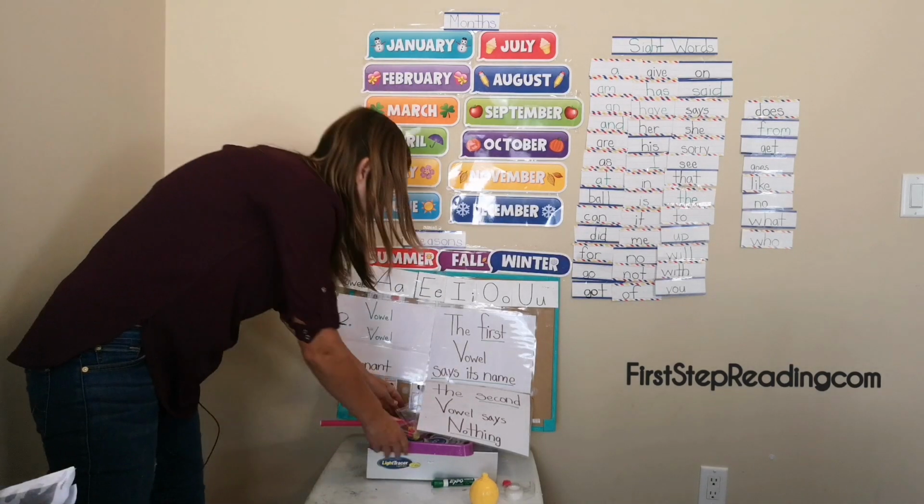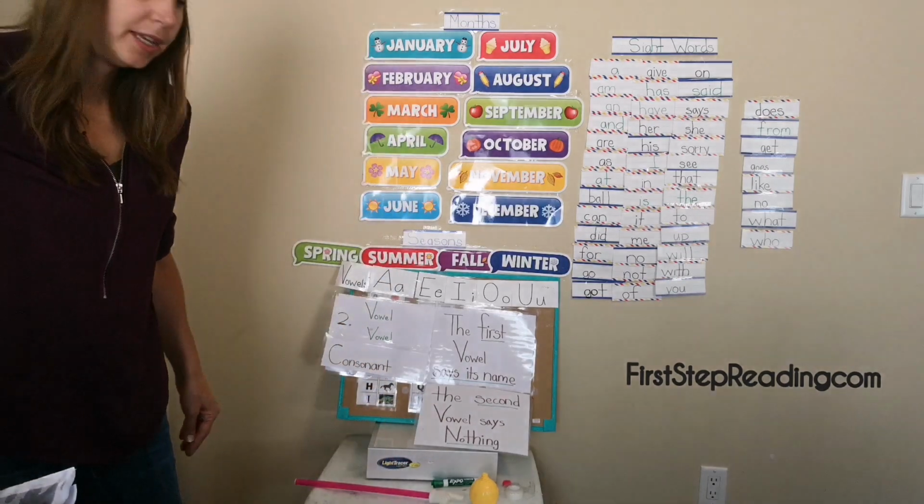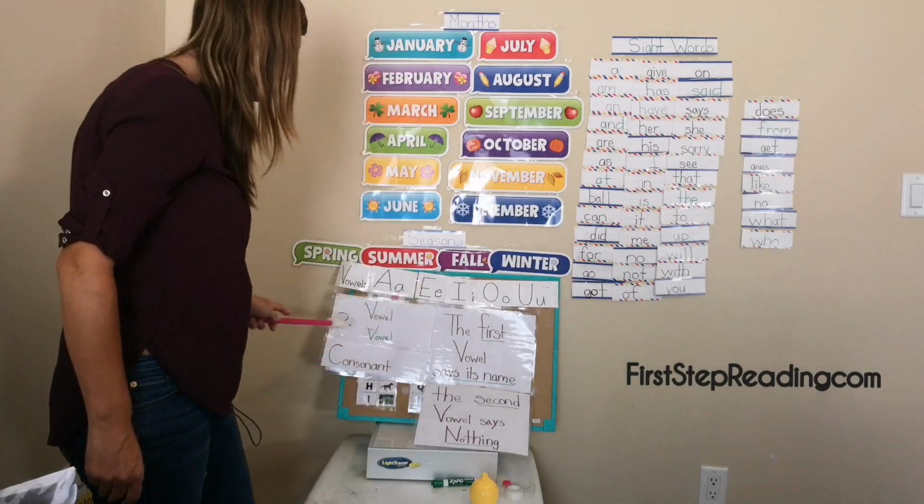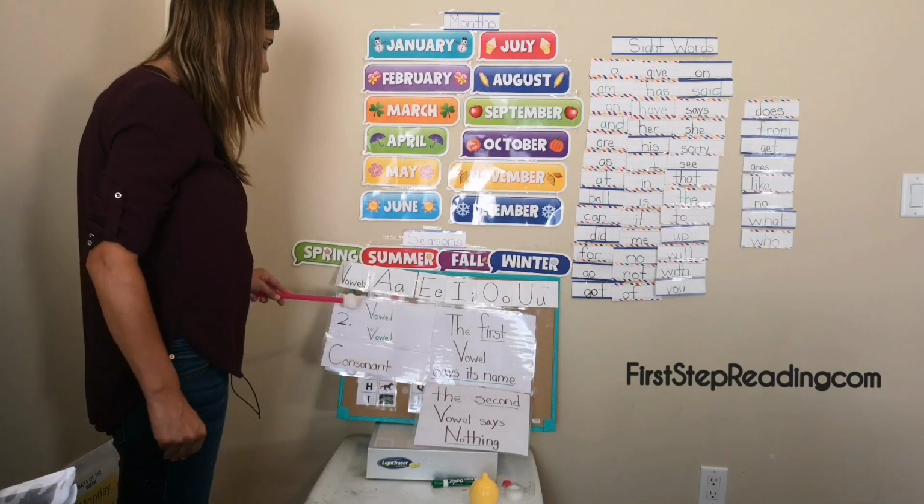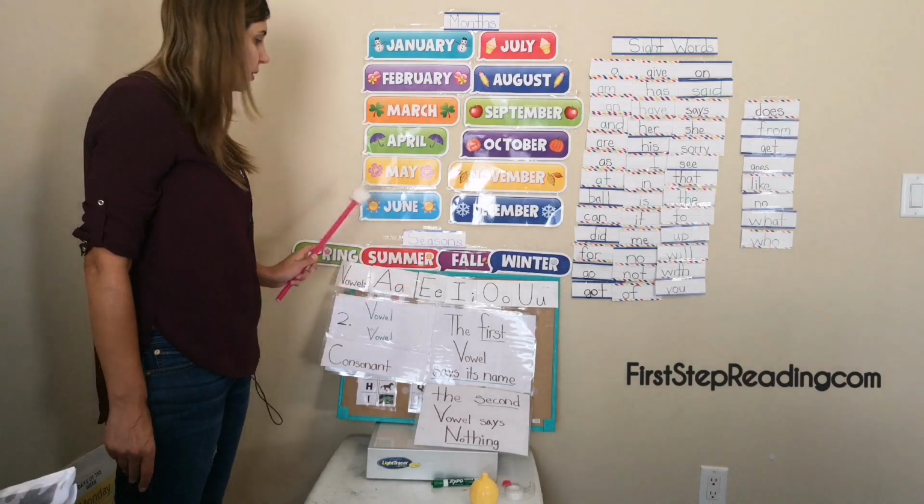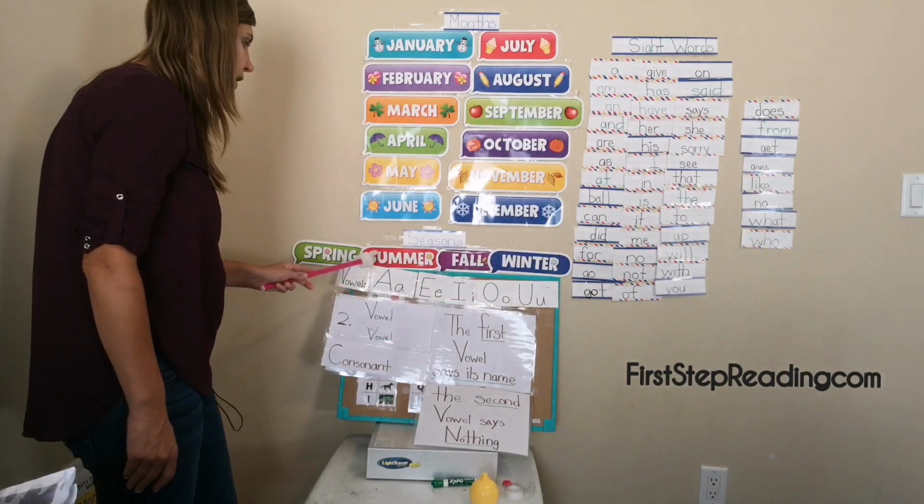Okay, for language arts, we said we were talking about the letter E, right? Our vowel E. So when we get to our long vowel song, when we say the first vowel says its name, we're going to say E. Other than that, let's get started together and sing our vowel song.